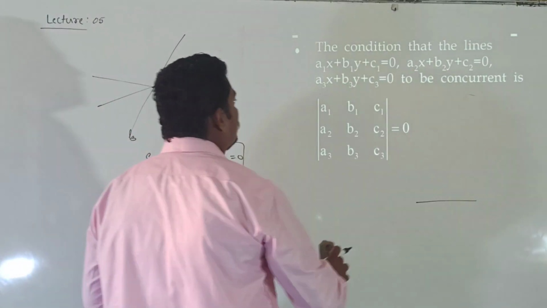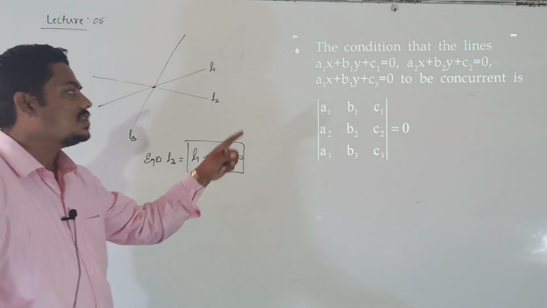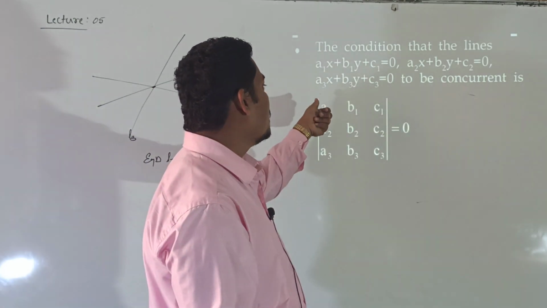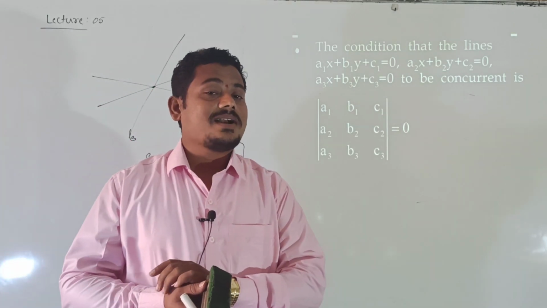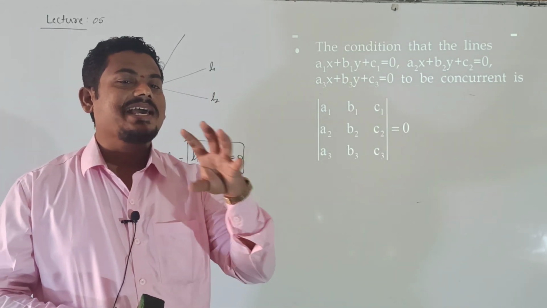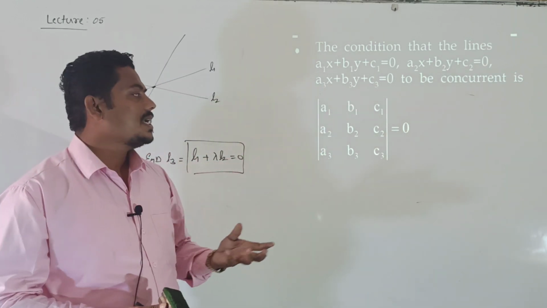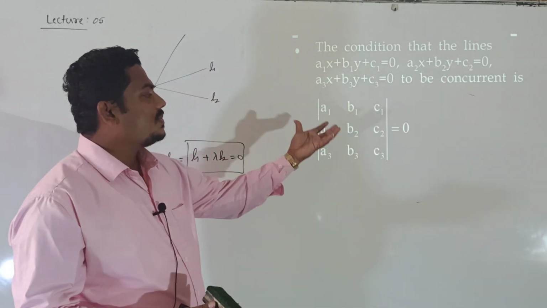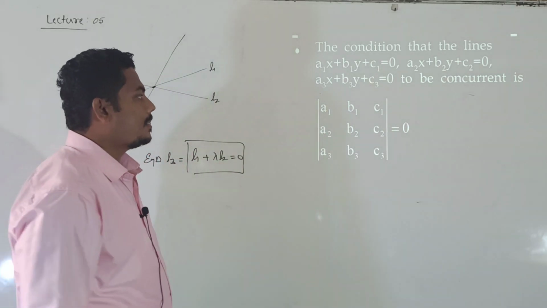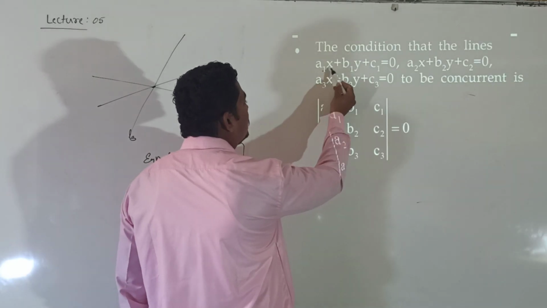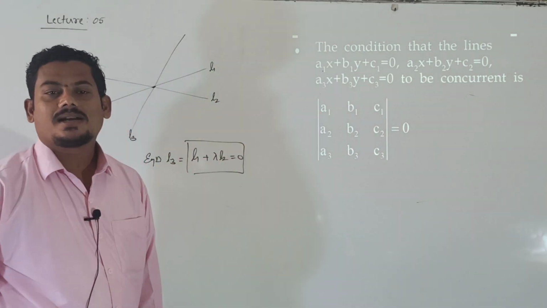Then, the condition that the lines a1x plus b1y plus c1 equal to 0, a2x plus b2y plus c2 equal to 0, and a3x plus b3y plus c3 equal to 0 are concurrent. Three lines are said to be concurrent if they meet at a single point. Then how to check whether the given lines are concurrent or not? If the determinant of their coefficients, the 3 by 3 determinant, is equal to 0, then we conclude the given three lines are concurrent.